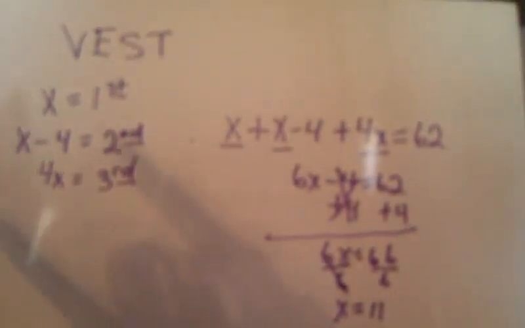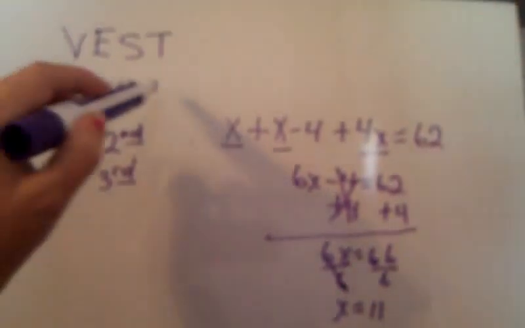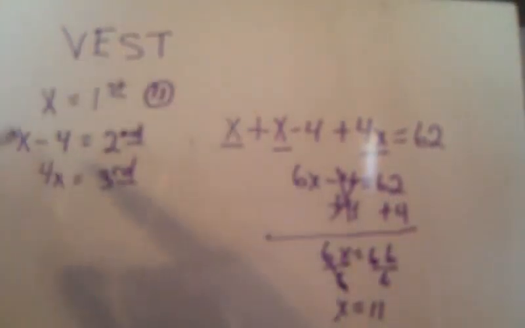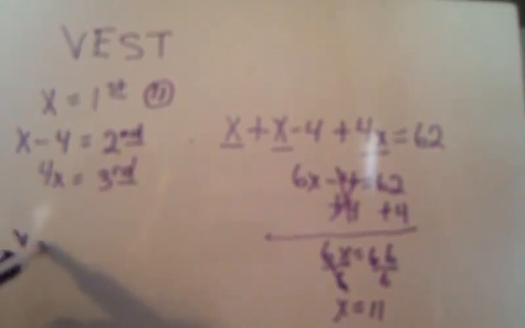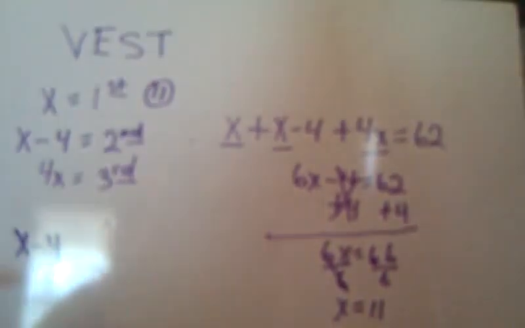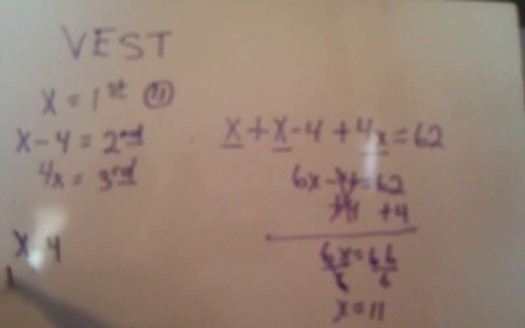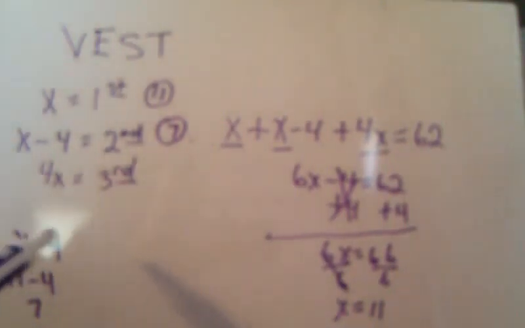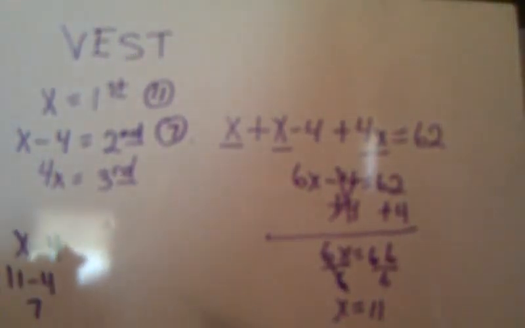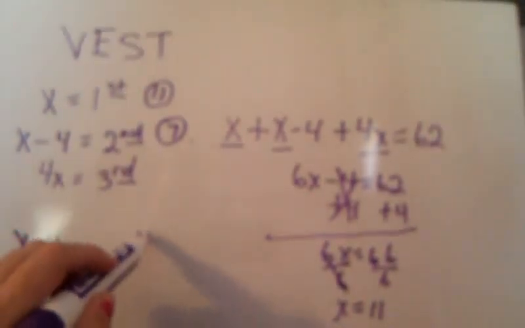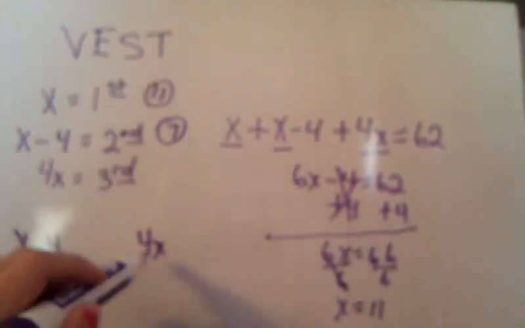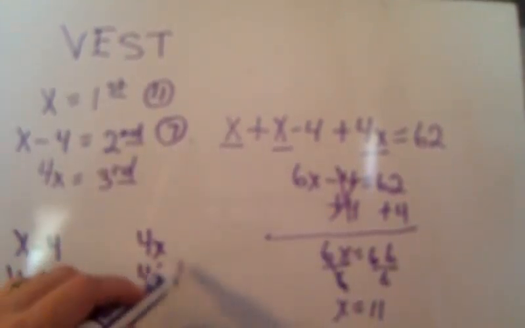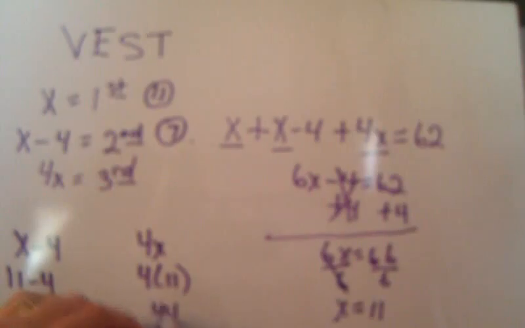Okay, so my first number is 11. Now my second number says x minus 4, and we said x is 11, so 11 minus 4 is 7, so my second number is 7. My third number is 4x, x is 11, so 4 times 11 is 44.